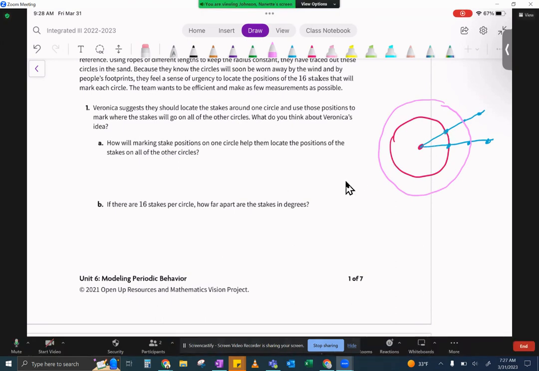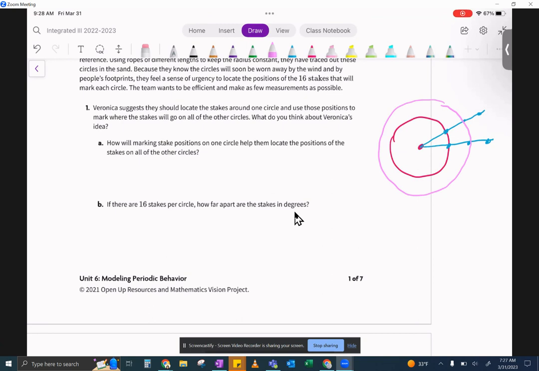So over here it says, if there are 16 stakes per circle, how far apart are the stakes in degrees? I don't know if you saw my notes and hints from earlier, but the way it works is, it says how far apart are the stakes in degrees. And so if you think about this, they're thinking about degrees per stake.